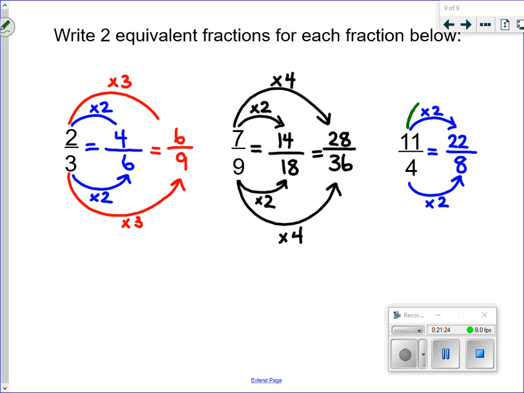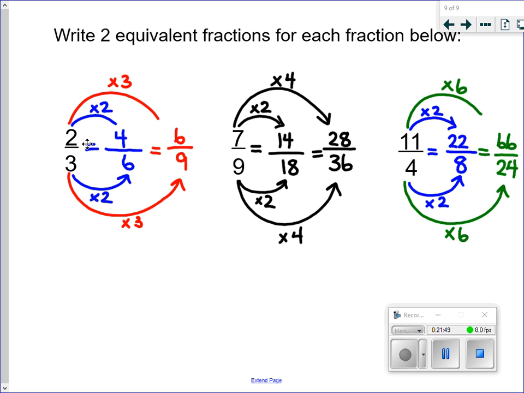Okay, this time let's multiply by 6. What's 11 times 6? 66. If I multiply by 6 on the top, I have to multiply by 6 on the bottom. 4 times 6, 24. So 66/24 is equivalent to 22/8, which is equivalent to 11/4.